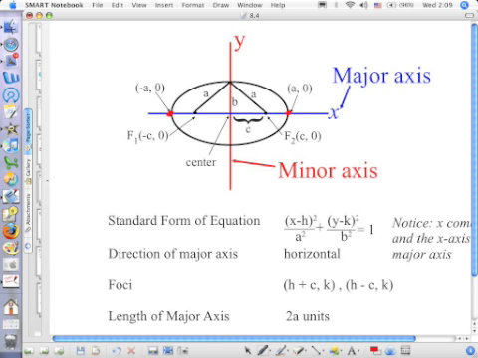So why do you have one going to the outside of the major axis? Because this finishes off a right triangle, and we have the Pythagorean theorem that we're going to be able to use to find one if we know the other two. Okay?